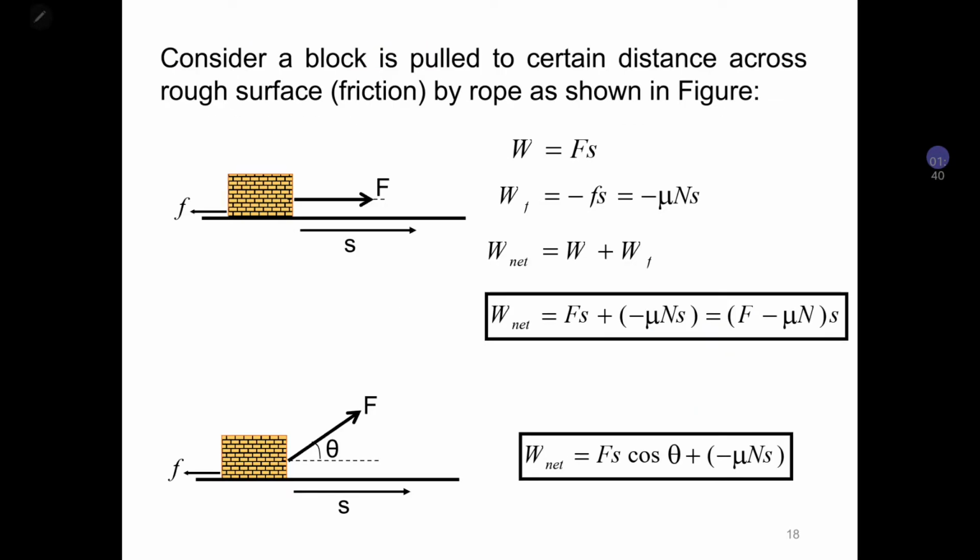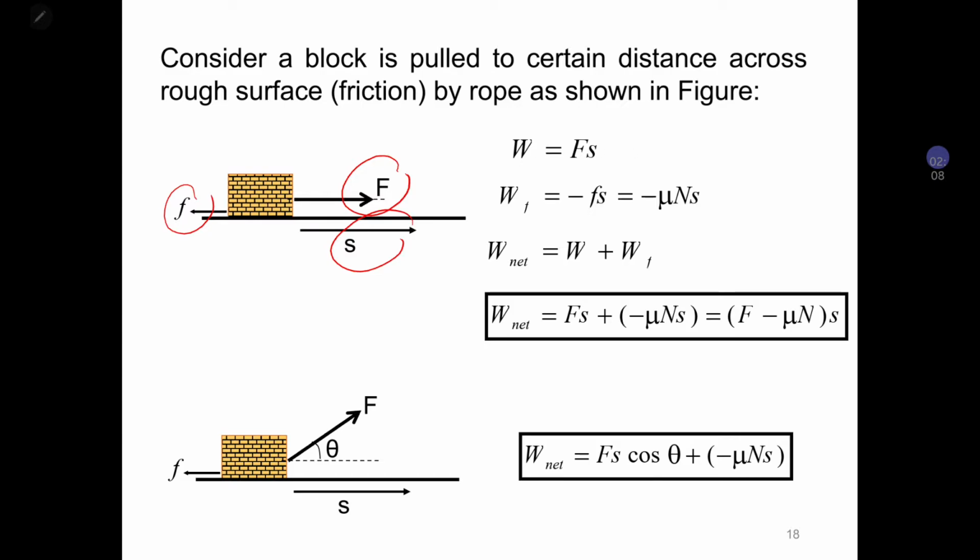Alright, so consider a block is pulled to a certain distance across rough surface by a rope shown in figure. Alright, so force yang ditarik oleh terhadap objek tersebut adalah ke kanan, frictional force ke kiri, and displacement tentulah ke kanan. Okay, so kalau soalan tanya work done by the force, so awak boleh guna equation W is equal to F force darab dengan S.